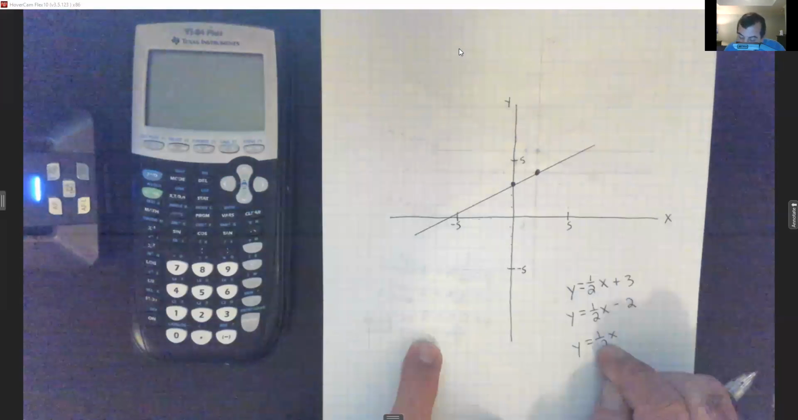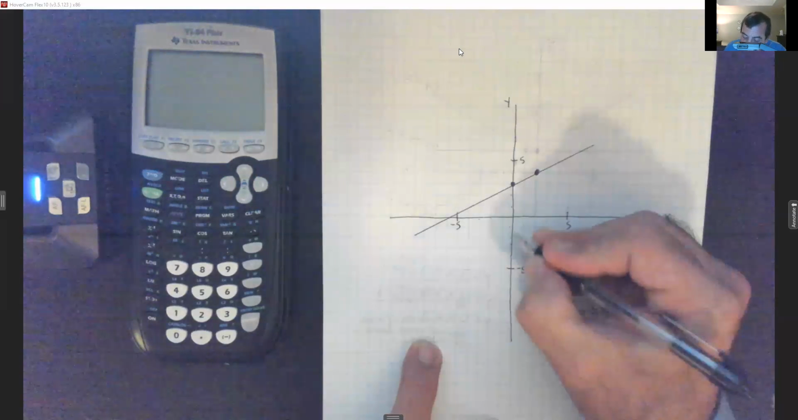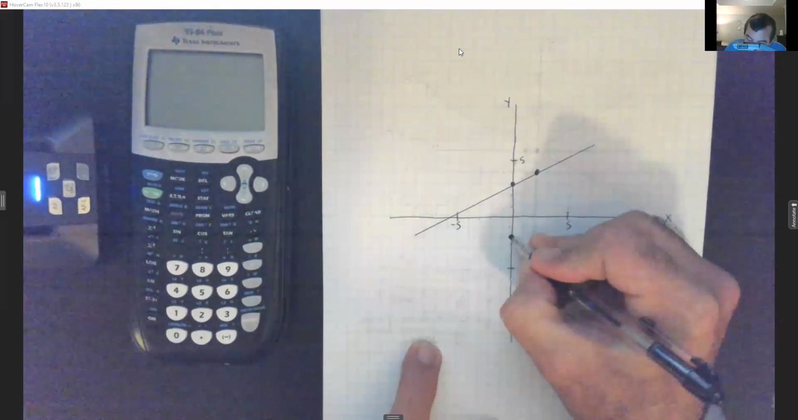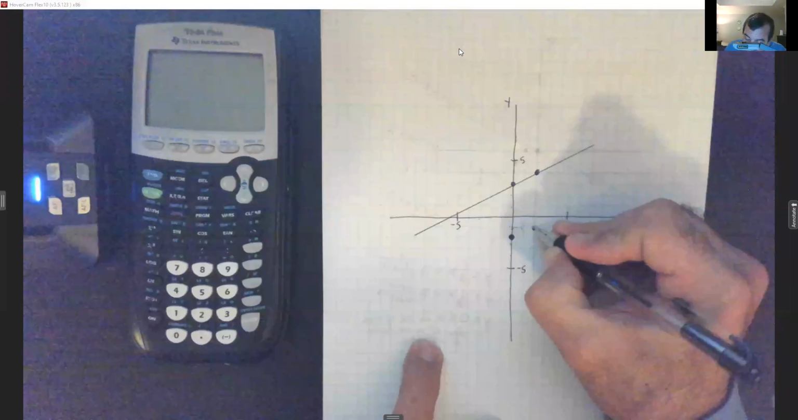But this one starts at a -2, so let's go -1, -2 is where this one starts. But it's still got a slope. It's going to be what? Up 1 and right 2. That's going to put me right there. So let's draw that line.